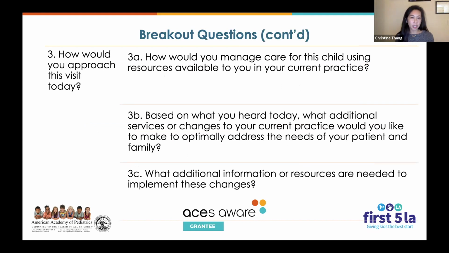How would you manage care for this child using the resources available to you in your current practice? What additional services or changes to your current practice would you like to make to optimally address the needs of your patient and family? And then what additional information or resources are needed to implement these changes?